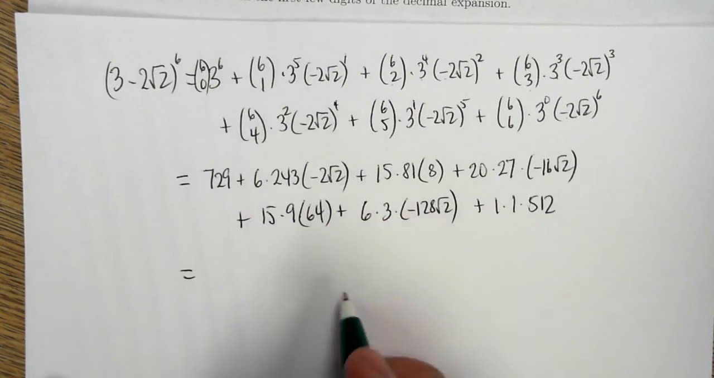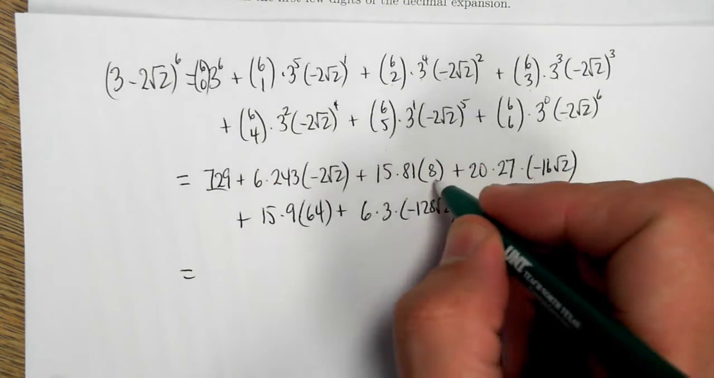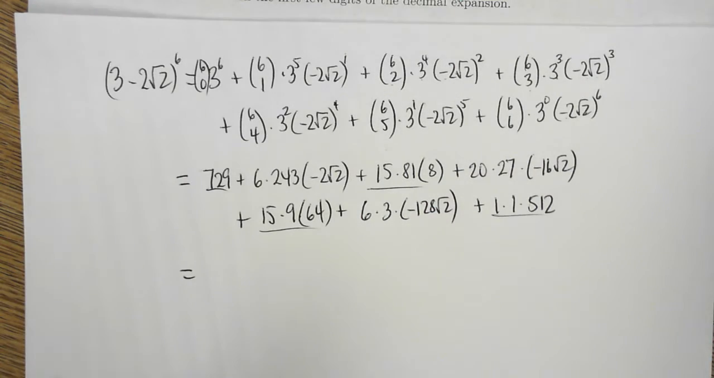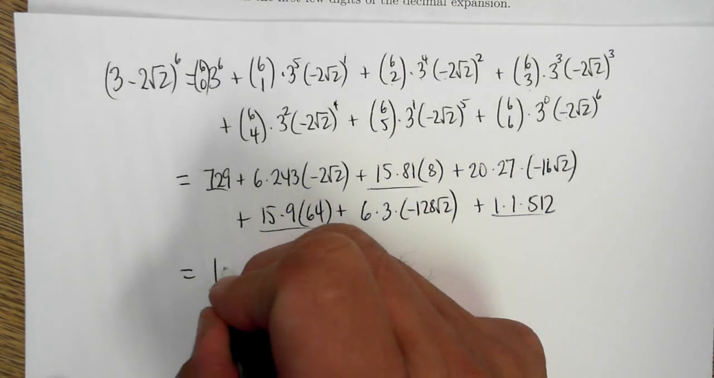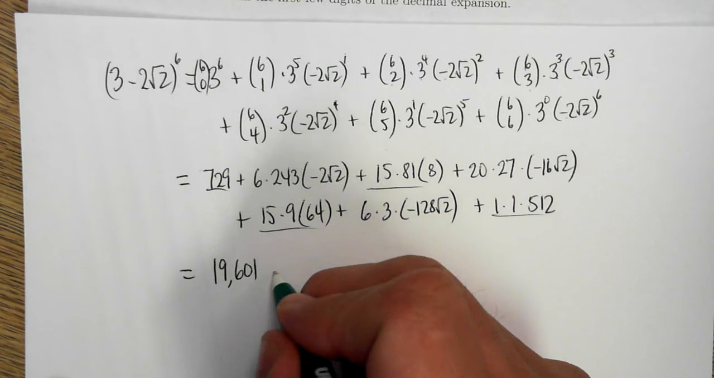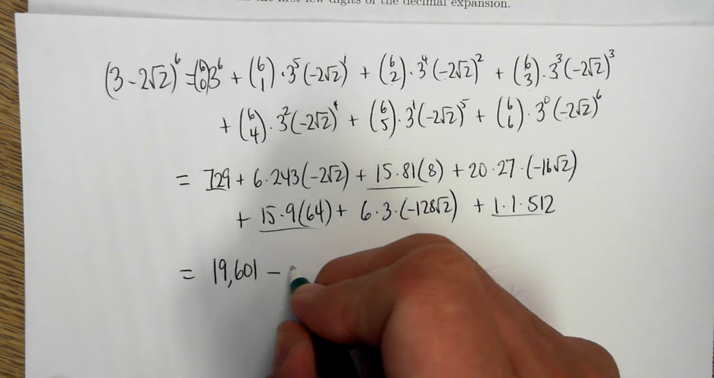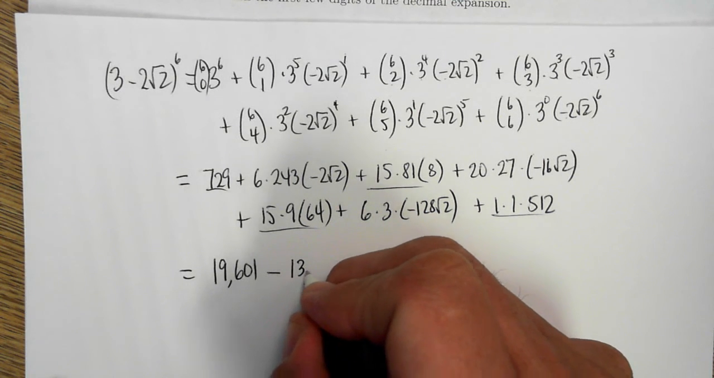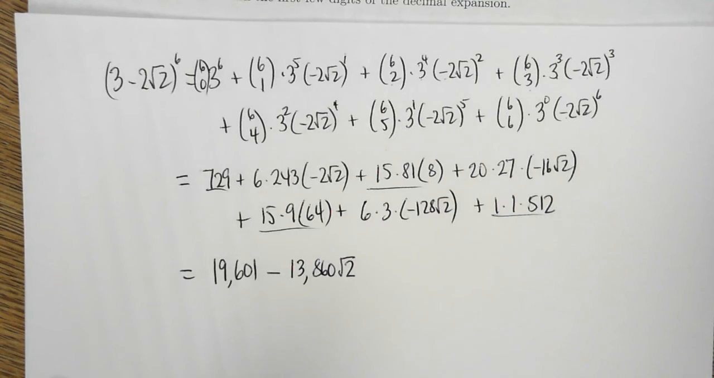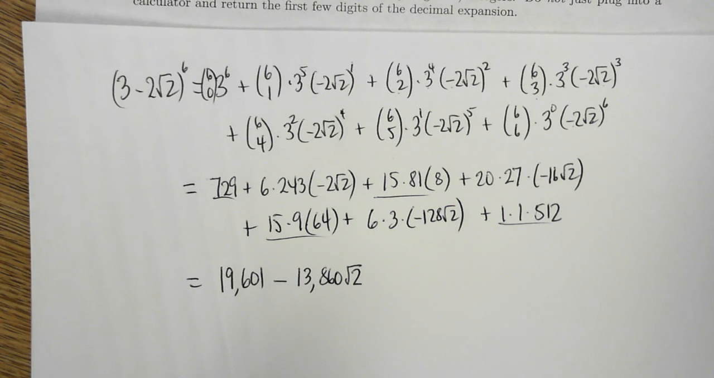Okay, so then it's just a matter of collecting terms. If we take all the things that don't have a square root of 2 in them, if I do the arithmetic right, I get 19,601. And then everything else is going to be something times the square root of 2. If I collect them together, it works out to be 13,860 times the square root of 2. And so this to the sixth is equal to this, and that would be the way of writing the answer exactly, as opposed to just plugging into a calculator and returning the decimal expansion.